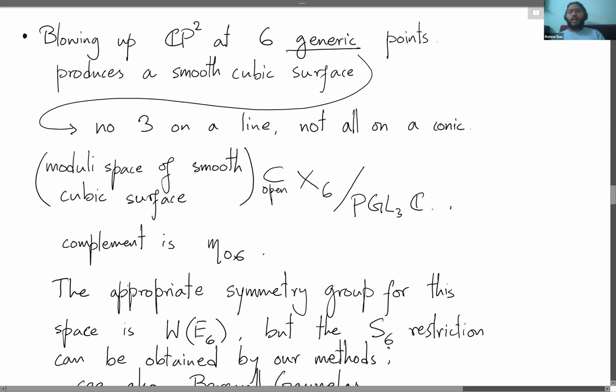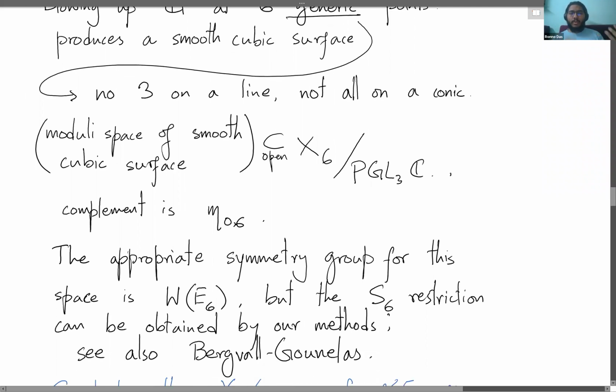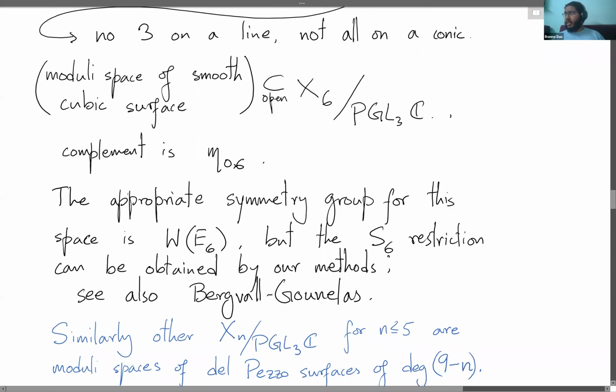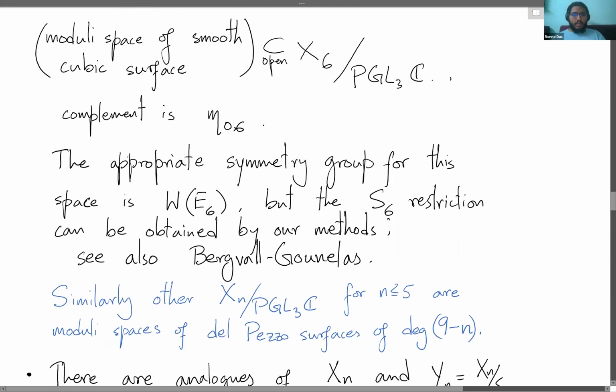Except we only know the right side with an S6 action, and the correct group of symmetries of the left side is not just S6, but the Weyl group of type E6, which is a 72 index supergroup of S6. So there's sort of more data that you want on the left side that you don't quite get from the right side. And there's a paper of Bergvall and Gounelas that essentially finishes this computation by, again, using the S6 version. Okay.